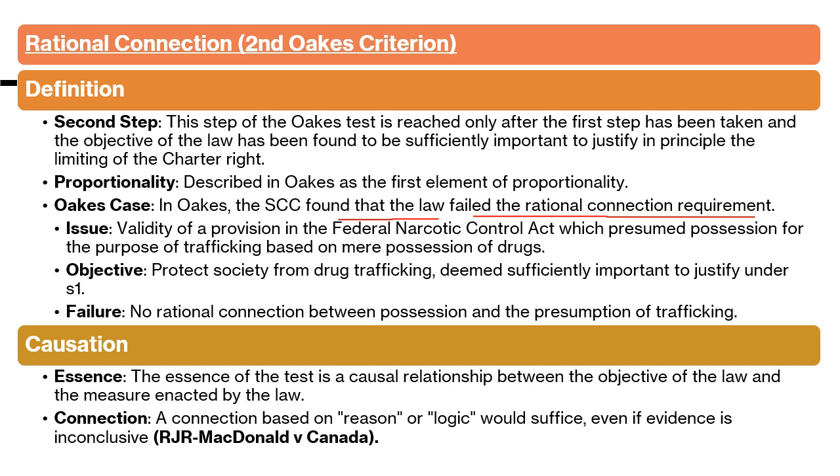It concerned the validity of a provision in the federal Narcotic Control Act which presumed possession for the purpose of trafficking based on mere possession of drugs. Protecting society from drug trafficking was deemed sufficiently important to justify under section 1, but it failed the second stage. No rational connection between possession and the presumption of trafficking was made.